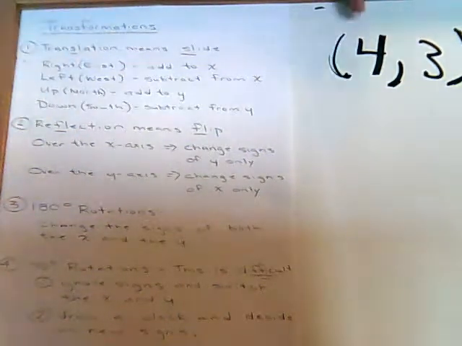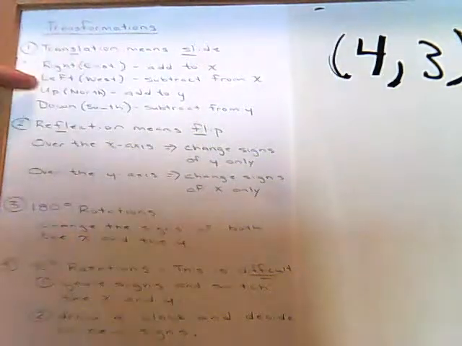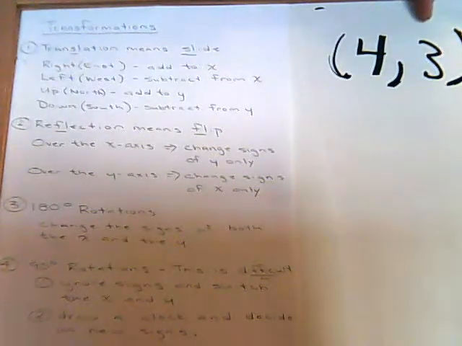All the translations are like that. To the right or to the left, you're changing your x, adding or subtracting. If you're going up or down, you're changing your y, adding or subtracting to that. Translations are very easy. Most kids can do them. The next one is reflections.